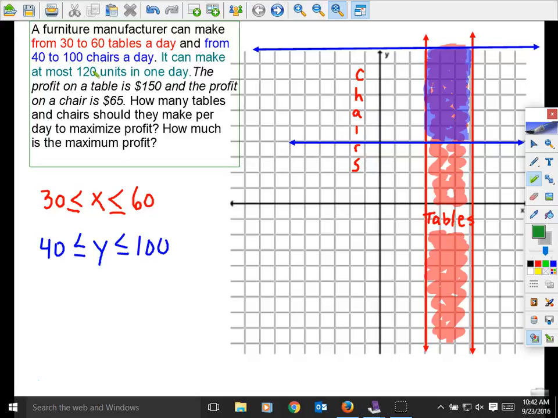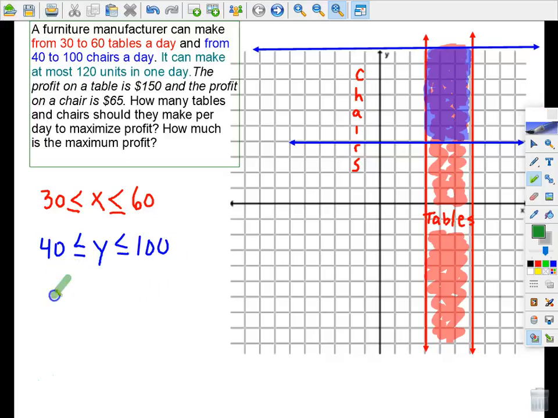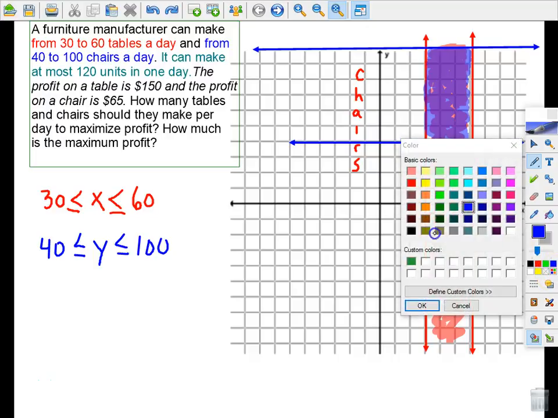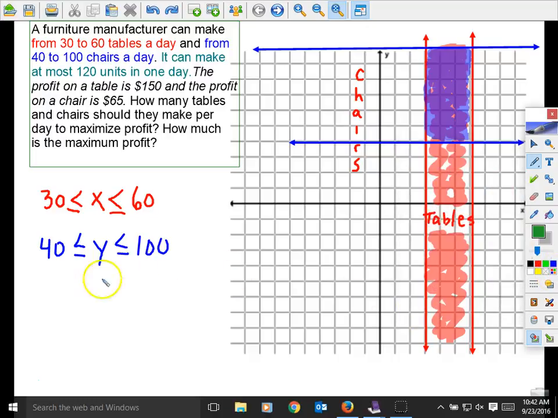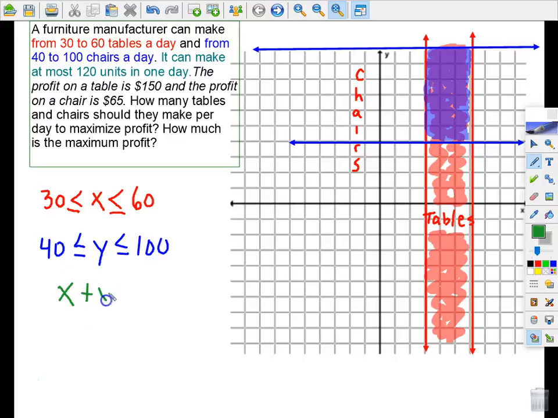Chase, you look like you had an answer. How would you represent tables and chairs together? Okay, that's good. Very good. Need to change this. Yeah, Chase got it. He said, let's do the sum of tables and chairs, x plus y. And we could do 120 or less, or in other words, we'll represent it as less than or equal to 120.